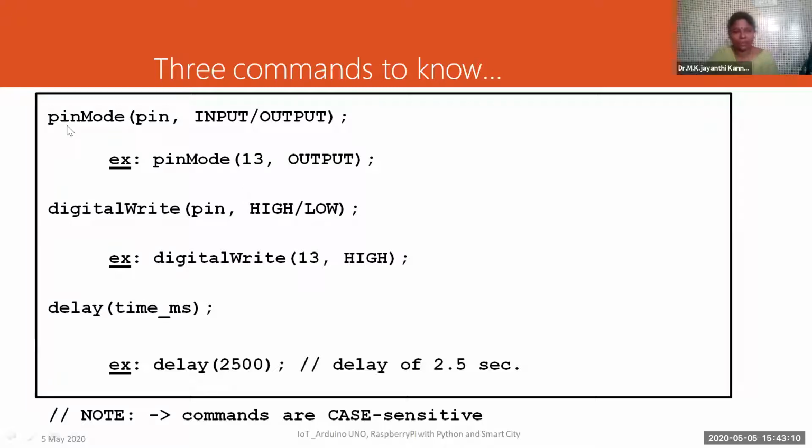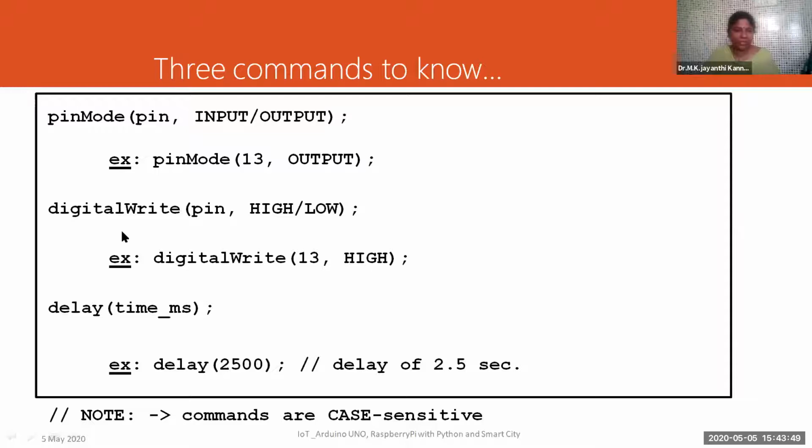So the first command is pinMode. The syntax of this pinMode command is: pin is small, M is in capital, mode, within opening and closing brackets, followed by a semicolon. We will write down the pin number followed by input mode or output mode. So we are configuring the pin as an input pin or output pin using this command. For example, the executable statement will look like this: pinMode(13, OUTPUT). It means that pin number 13 is made an output pin, where we can receive the output of the program.